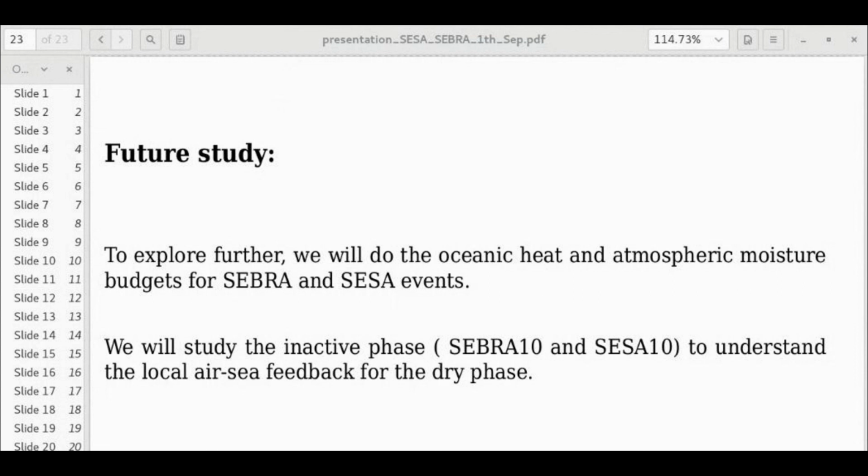So as I told, it is an ongoing work. In the future we will explore both the ocean heat and atmospheric moisture budgets to confirm our claim. And we will also see how the inactive phase, or the dry phase, is captured in these two regions, and how the local air-sea feedback is influencing these dry phases.